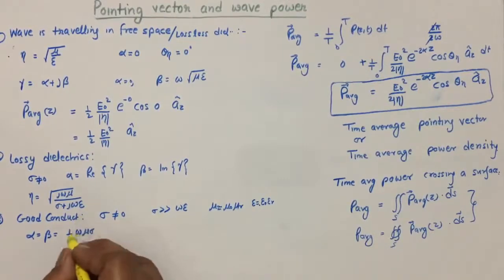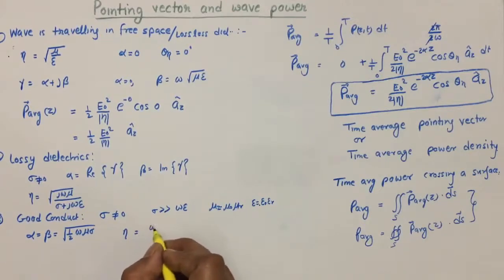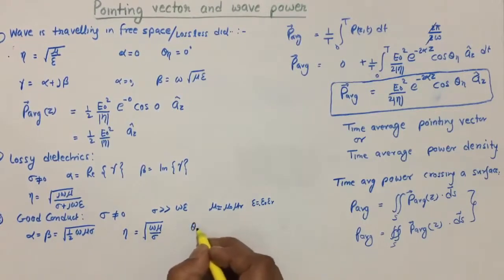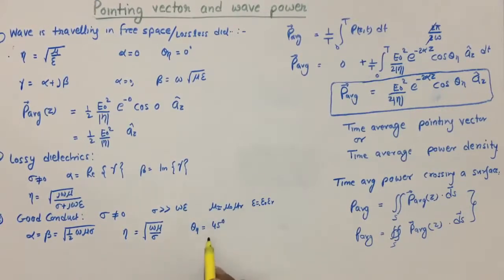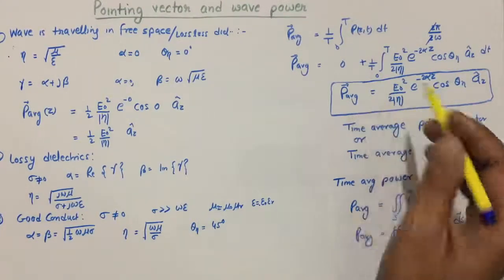I think phi was in square root, and intrinsic impedance was mu divided by epsilon divided by sigma. Match these values, and as alpha and beta both are equal, theta will be equal to 45 degrees. Okay, now put these values and find the P average.